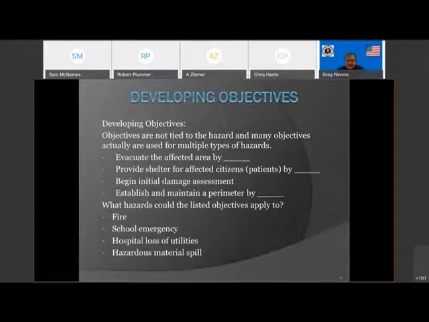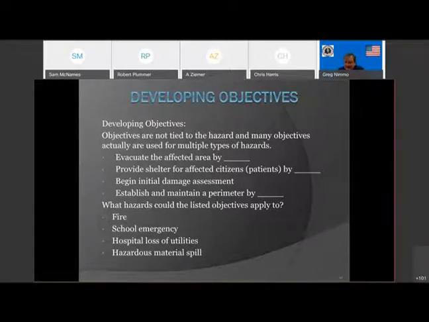And you can kind of see that, I think, if you look at those 4 objectives that were put on the slide and you look at the 4 hazards. If you have a fire, you might have an evacuation. If you have a school emergency, you're probably going to have an evacuation. If you have loss of utilities at a hospital, you're probably going to have an evacuation. And we all know if we have any kind of hazardous material spill, you're going to have an evacuation. So those objectives are not hazard specific. They're not hazard dependent.